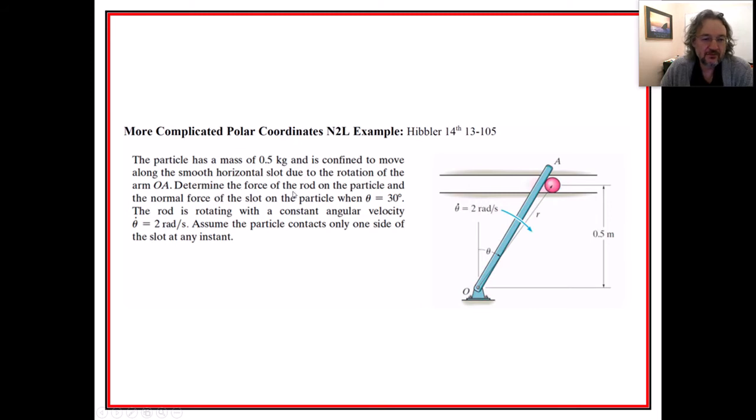We want to determine the force of the rod on the particle, right? So that's important, it's who's putting a force onto something, rod onto particle. And the normal force of the slot on the particle when this thing is at 30 degrees. And they decided that this was going to be where the angle was measured from. The rod is rotating with a constant angular velocity, so that's important, of 2 radians per second. Assume the particle contacts only one side of the slot at any instant.